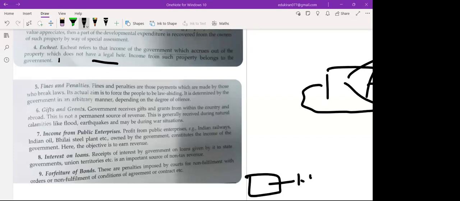Ma'am, can you please tell me the 7th, 8th, 9th? Income from public enterprises, right? So whatever profit you are earning from public enterprises, like Indian Railways, Indian Oil, from that the government is earning money. Okay, then interest on loan. So receipt of interest by the government on loans given by it to the state government, union territory, etc., is an important source of non-tax revenue. Okay, and then fine, it's basically non-fulfillment of the order. You were unable to fulfill the order, so of course you are going to pay the money.